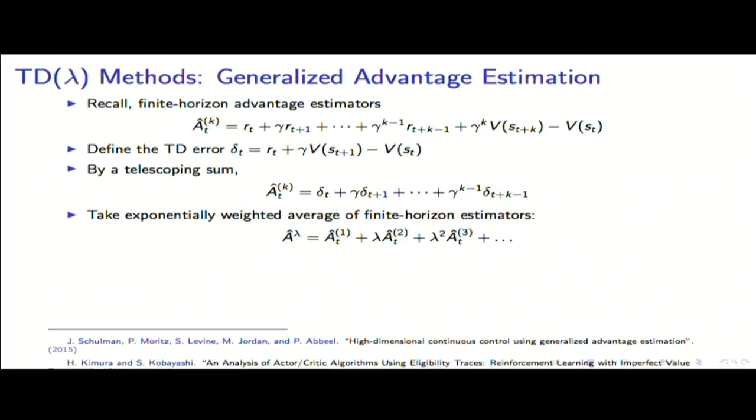So we can define A superscript lambda sub t to be 1 minus lambda times A superscript 1 sub t, plus lambda times A superscript 2 sub t, plus lambda squared times A superscript 3 sub t, plus, and so on. So we're taking the exponentially weighted average.